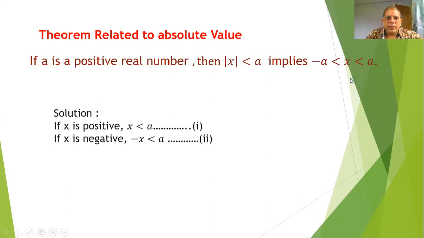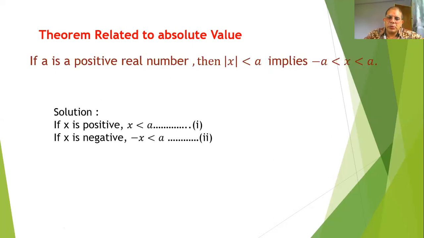So from this, I want to give you the solution. That is, how can you prove this? If x is positive, that is x is less than a, then x is positive. Then if x is negative, minus x is less than a also. Then combining both results, minus a is less than x is less than a. So this is your result.